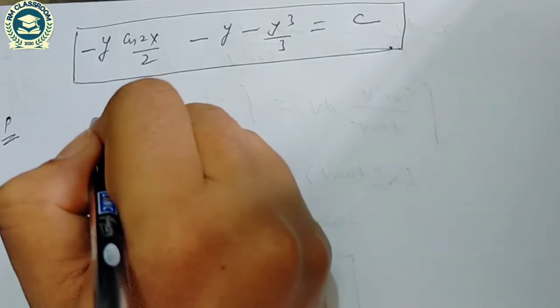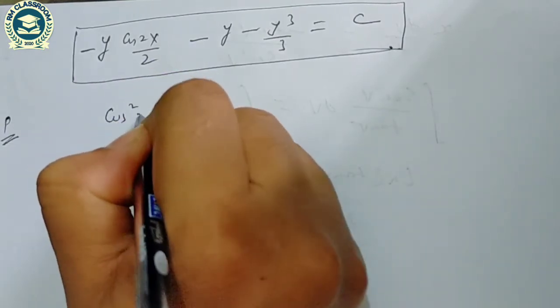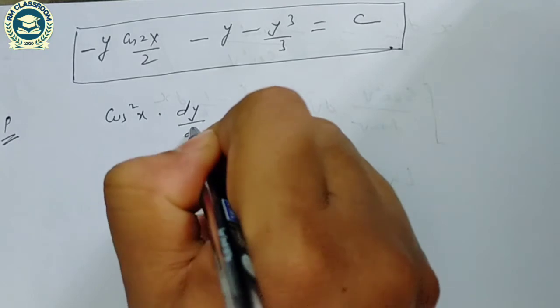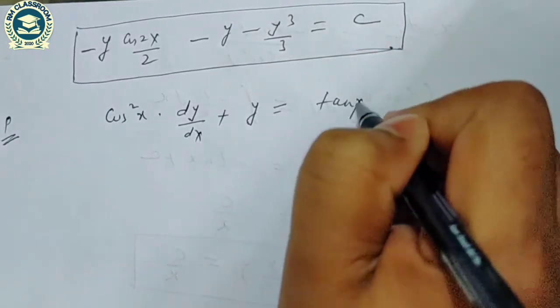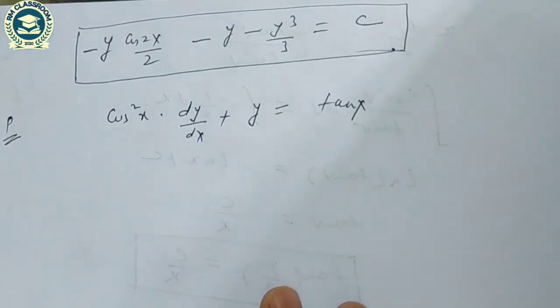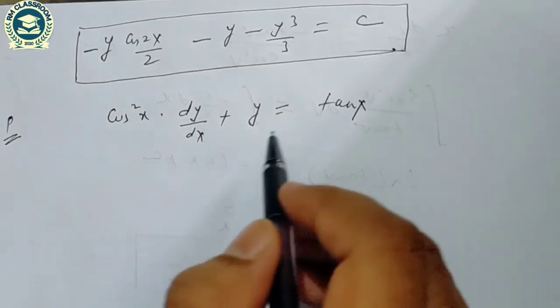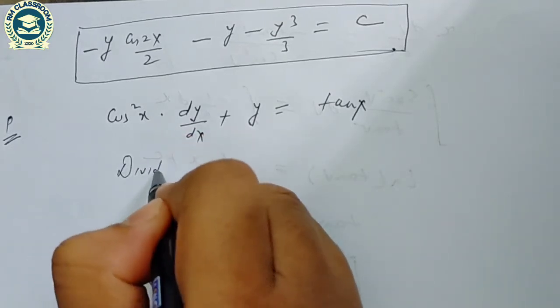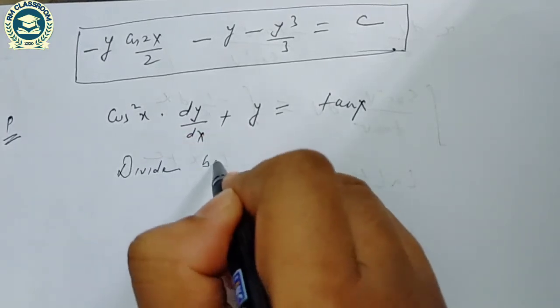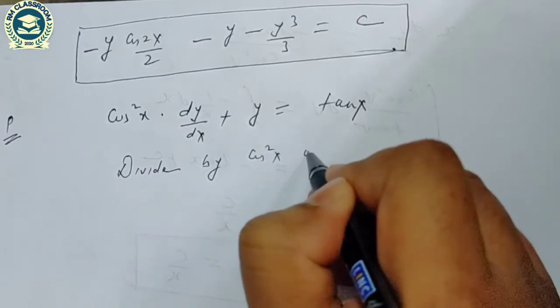So let us take another example. cos square x dy by dx plus y is equal to tan x. So you have to choose which form of differential equation is given. So it is the type of linear differential equation. And how? Divide by cos square x on both sides.